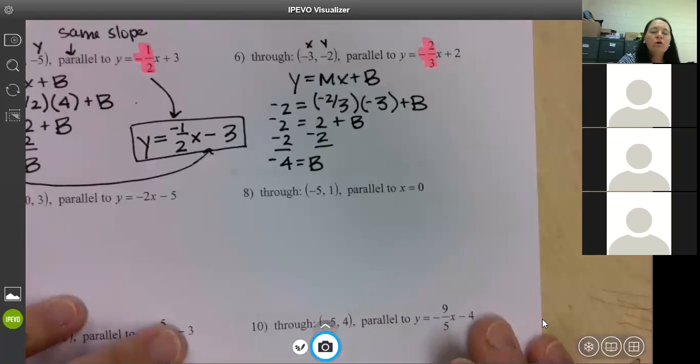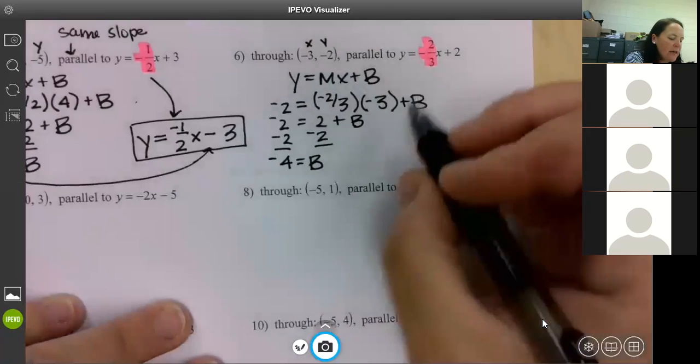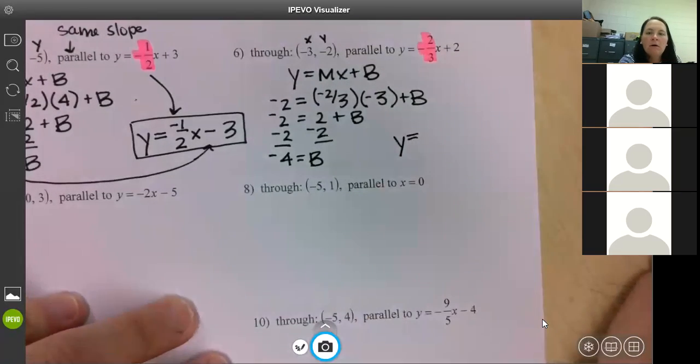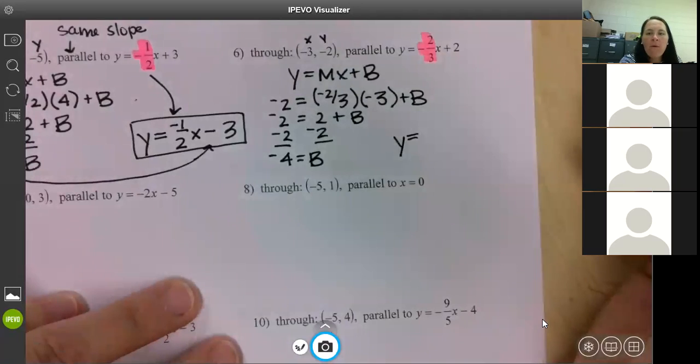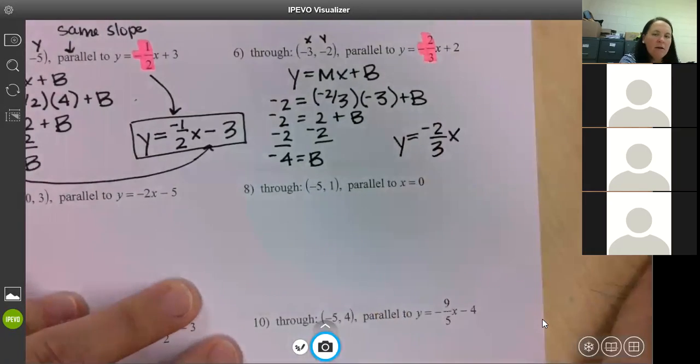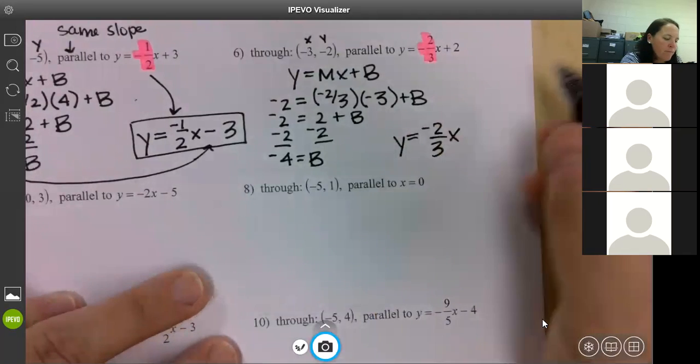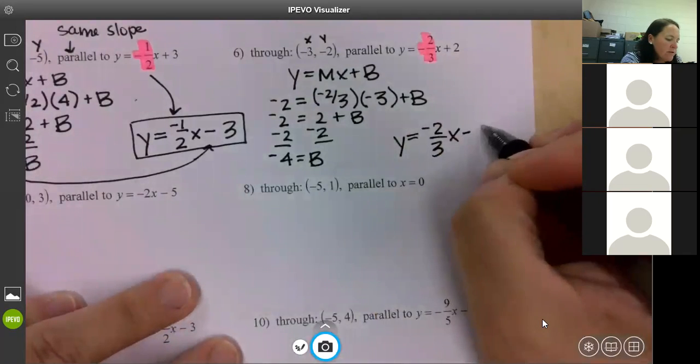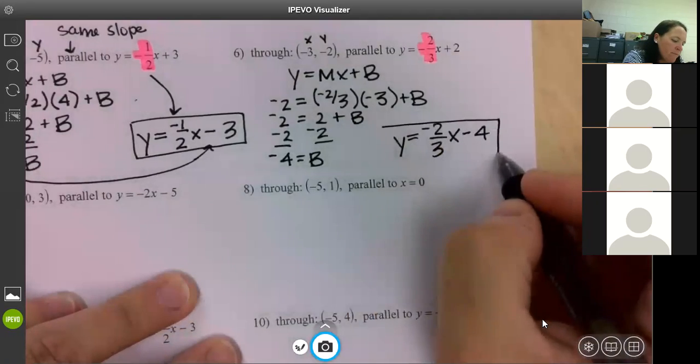Somebody tell me what my full new equation is. Y equals negative 2/3 x, perfect both of you. And then subtract 4. That's it.